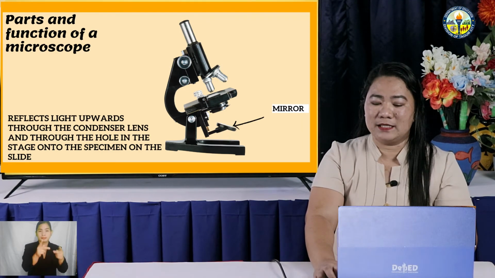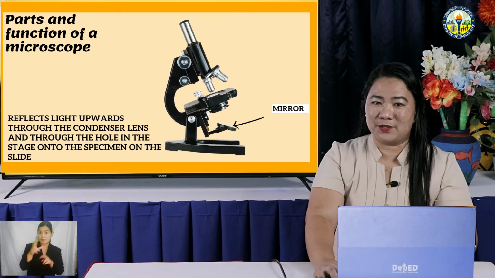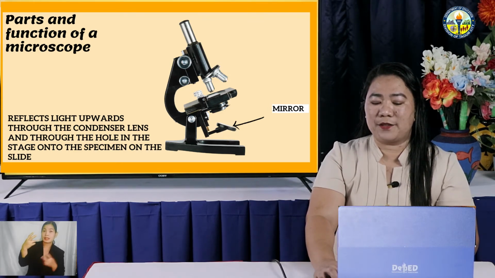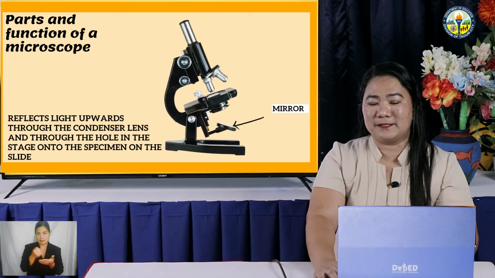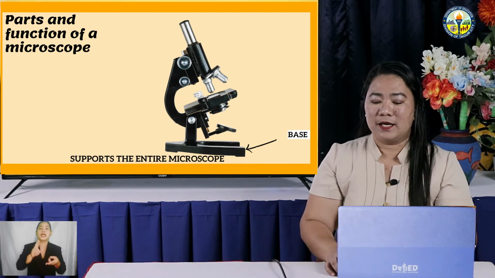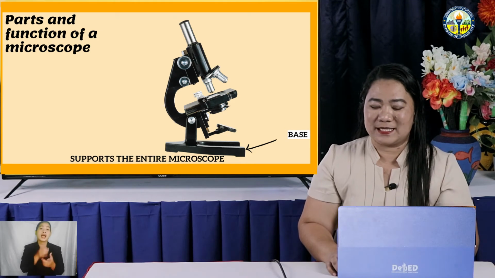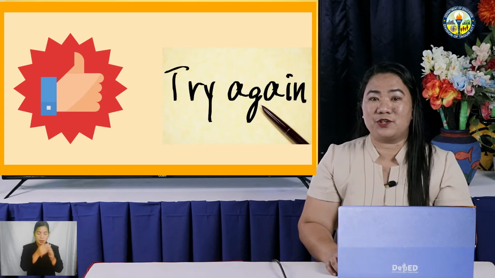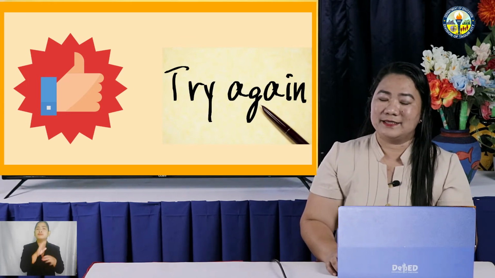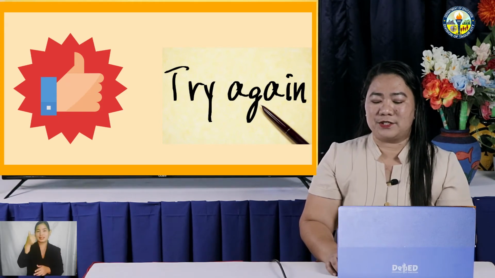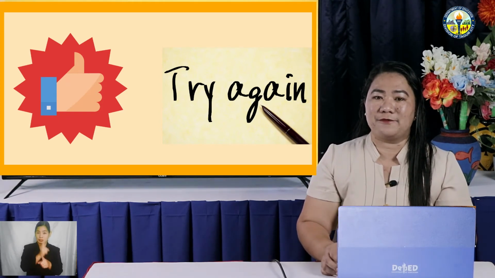For number 13, the answer is mirror. It reflects light upwards through the condenser lens and through the hole in the stage onto the specimen on the slide. Lastly, for item number 14, the correct answer is base, which supports the entire microscope. If you got the majority of the answers correctly, then you're doing great. If not, you may revisit your answers and the questions for clarifications.